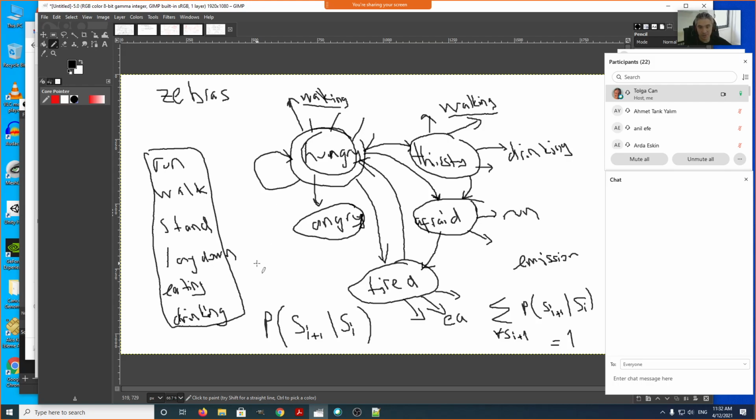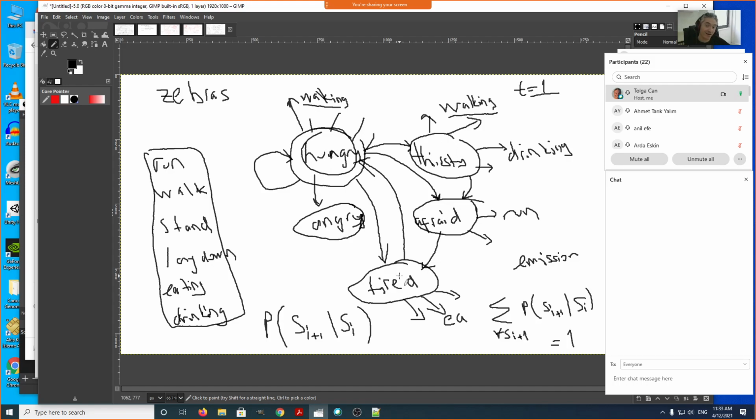And also, there is another probability distribution, which is at time 0 or time 1, whatever our starting time is. At t equals 1, which state do we start this model in? Since we are going to model a time series, there should be an initial state that we start in. And this is also a probability.